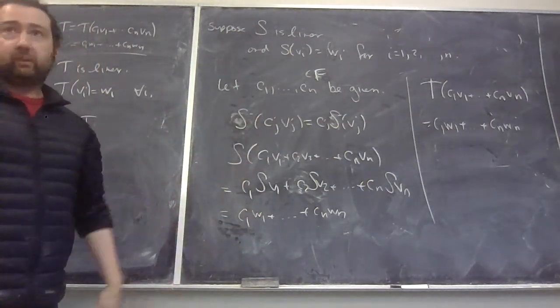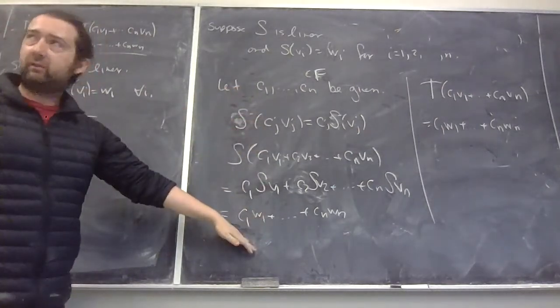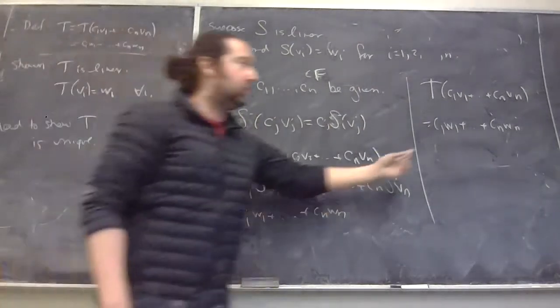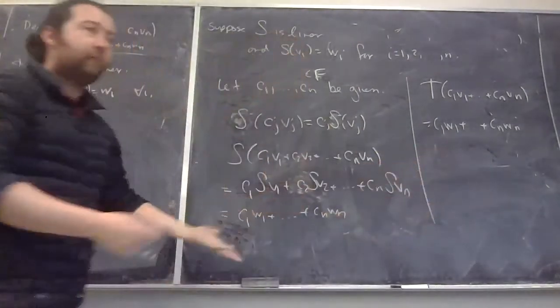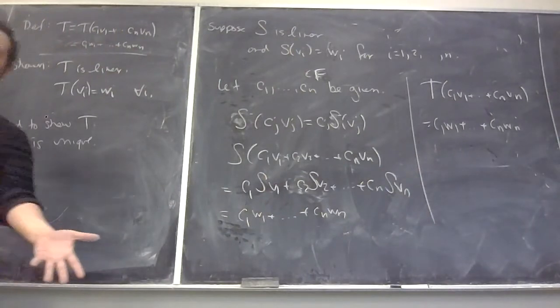Does that make sense? The inputs were unique. The outputs are unique because of expansion of basis. The action of S is the same action that T has. So could S be a different function? And the answer is, if it's a function that has the same input and the same output, it's the same function. Yep.